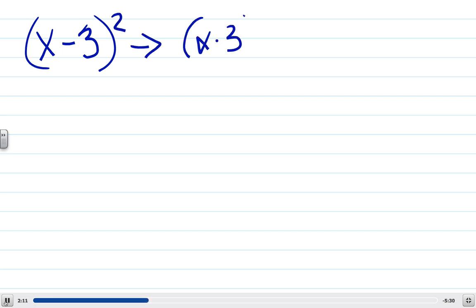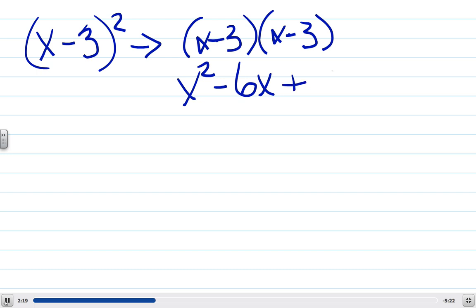y² - 8y + 16. Let's do another one. What if we had (x - 3)²? We get (x - 3)(x - 3), which is going to give me x² - 6x + 9. Notice the pattern here: this is always squared, which gives you the 9, and this is always double, which gives you the 6.